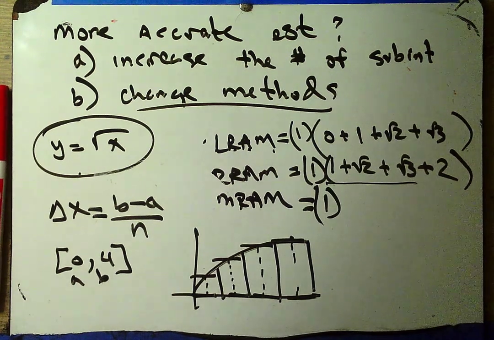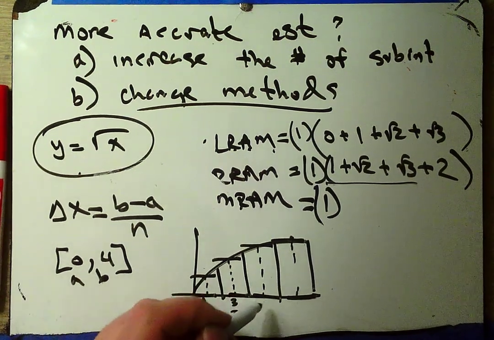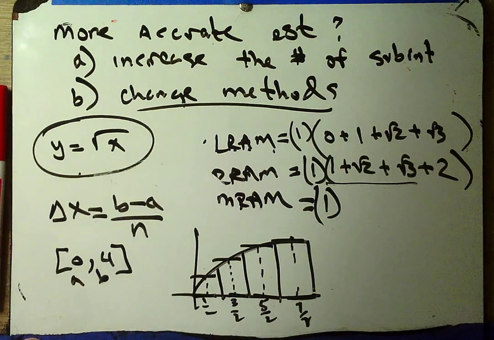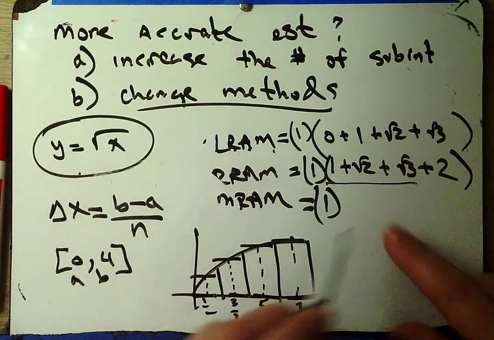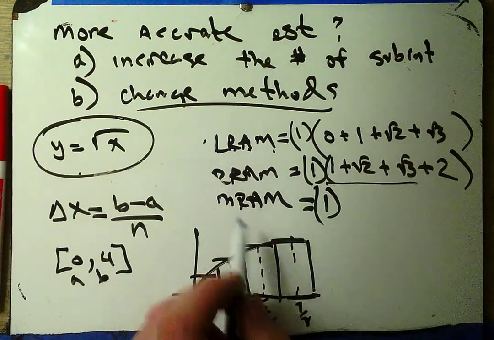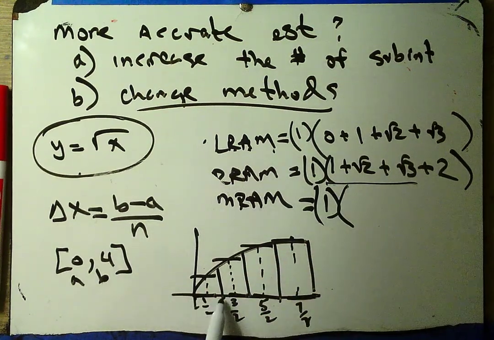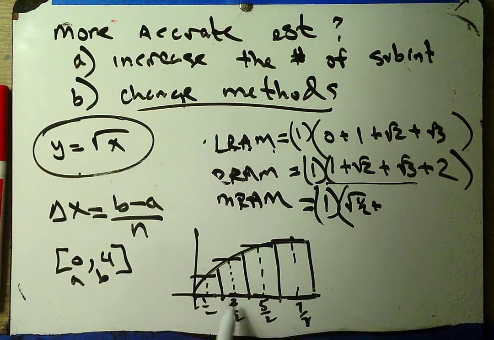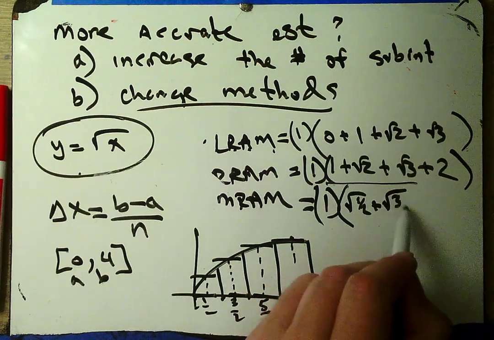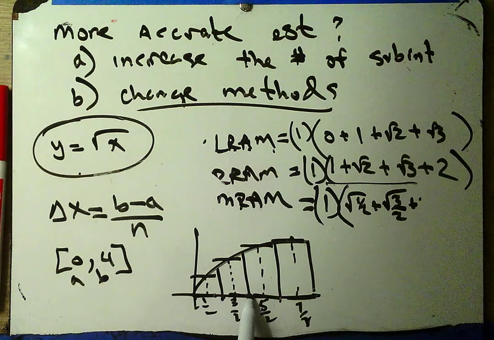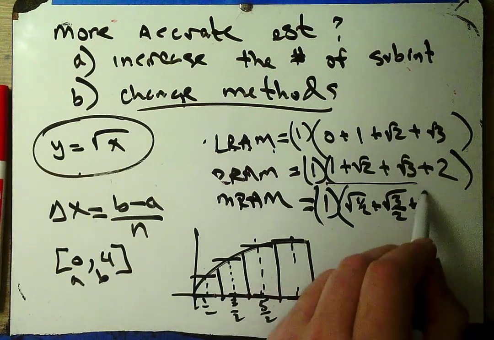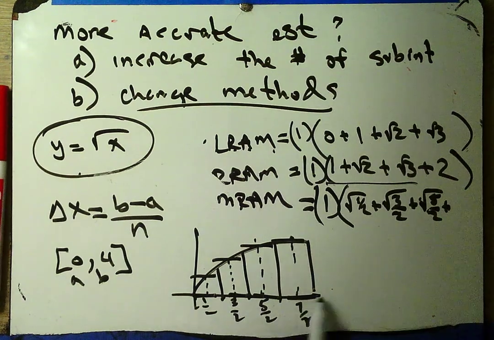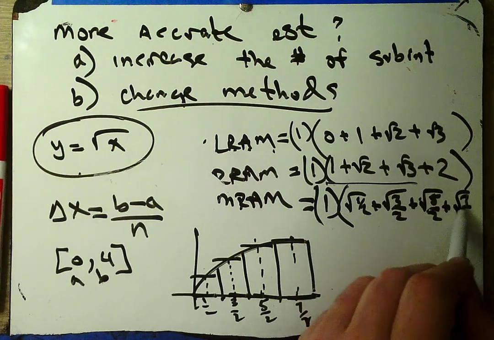Let's see what we can do with this last piece of information. Okay, so this is 1/2, this is 3/2, this is 5/2, this is 7/2. So I'm going to use those heights, right? And those heights come from plugging values in there. So with MRAM, I'm looking not at the height at 0, not at the height at 1, but the height at 1/2. Square root of 1/2. Not the height at 1, not the height at 2, but the height at halfway across. Square root of 3/2, plus not the height here or the height here, but the height halfway across. Square root of 5/2. And here, same. Not height here, but height here. And so square root of 7/2.